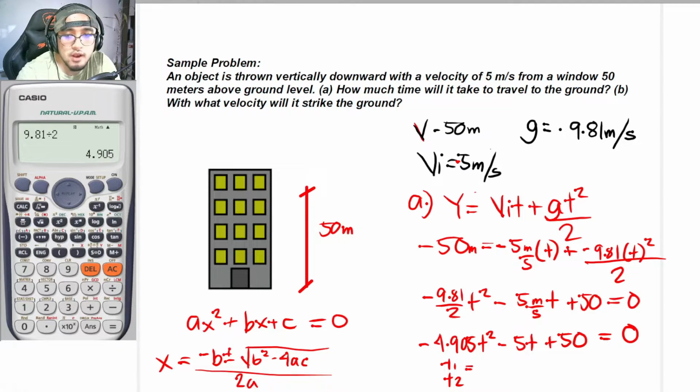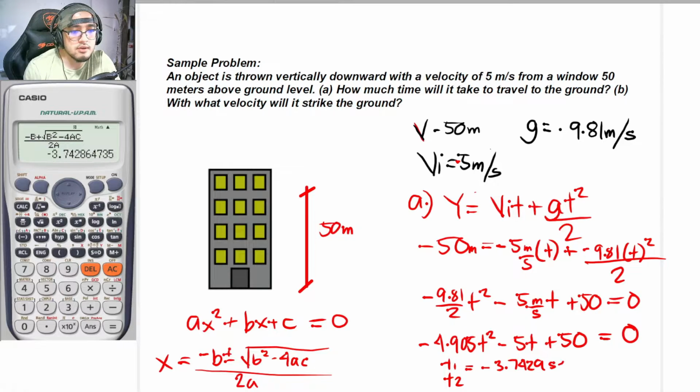So for your value for t1, looking at the calculator to your left, suppose that this is negative b, plus the square root of b squared minus 4 times a times c, divided by 2a. So negative b plus minus square root of b squared minus 4ac. Substituting, b is negative 5, this is your b, this is your a, which is negative 4.905, and the value for your c is 50.